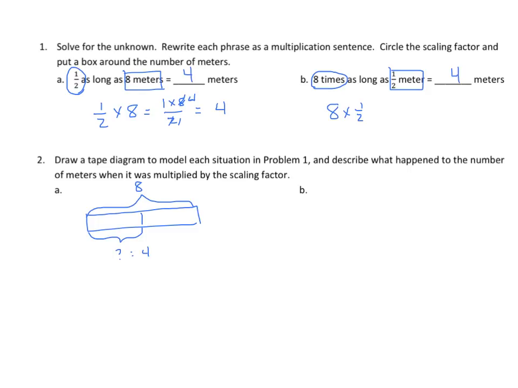The next one, 8 times as long as 1/2 meter. In this case, we don't know the whole, but we know that we have 8 partitions here. Each one of these is 1/2. And we could have simplified that using an ellipsis and a count on the bottom. And we can put a question mark up there. All right, let's continue.